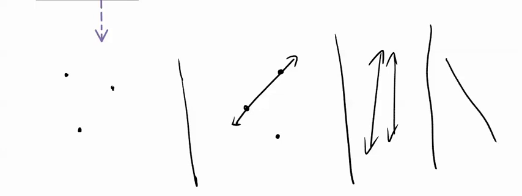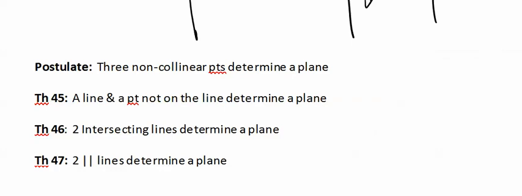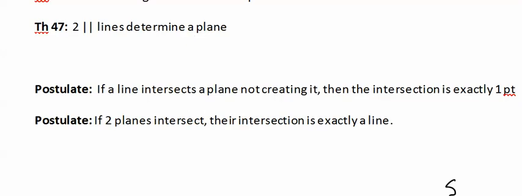Another would be by 2 parallel lines. And finally, the last way to establish a plane is to have 2 intersecting lines. And these are our theorems and our first postulates for the chapter. There are 2 more postulates for this section.